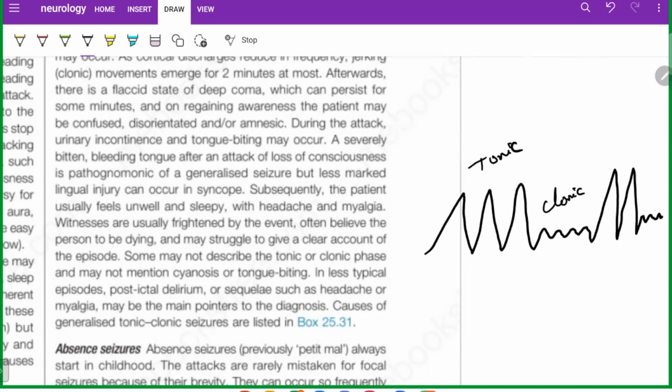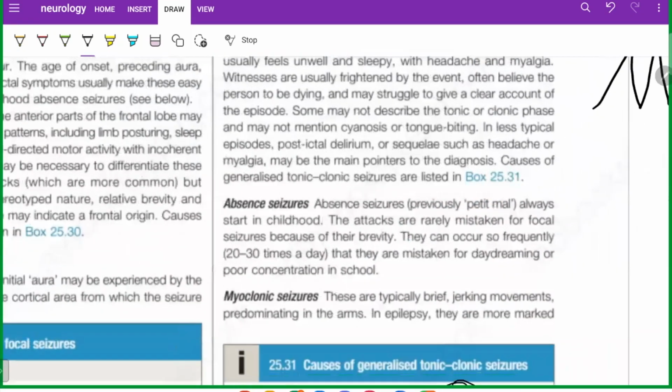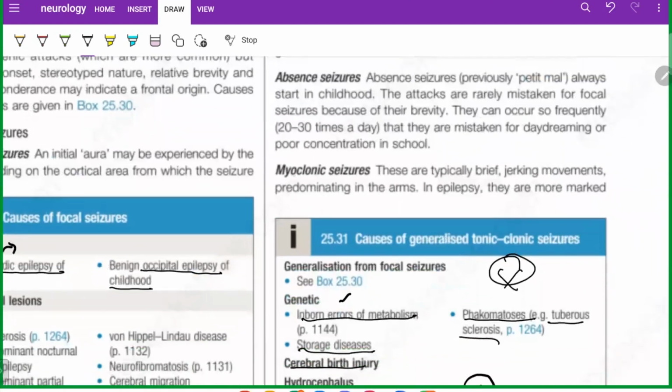Other variants include pure tonic and pure clonic. We have now seen pure tonic and pure clonic. Next we are going to look at myoclonic seizures. What is a myoclonic seizure? A sudden brief jerky muscle contraction that can involve either one part of the body or many parts of the body, but most commonly predominating in the arms.